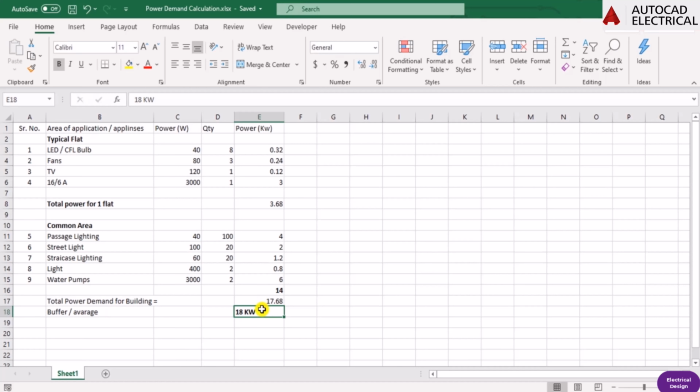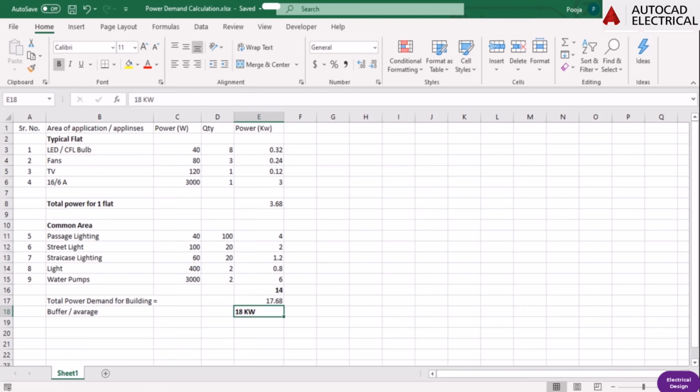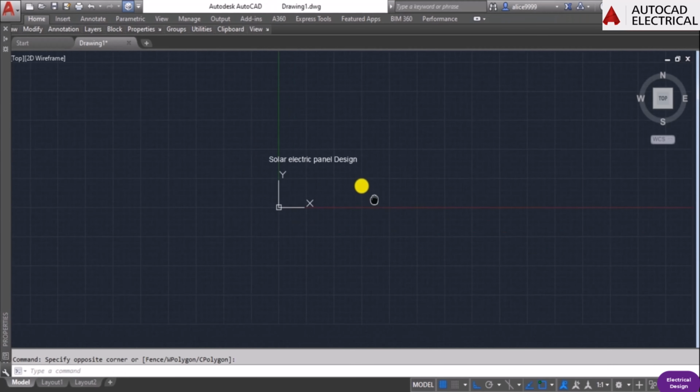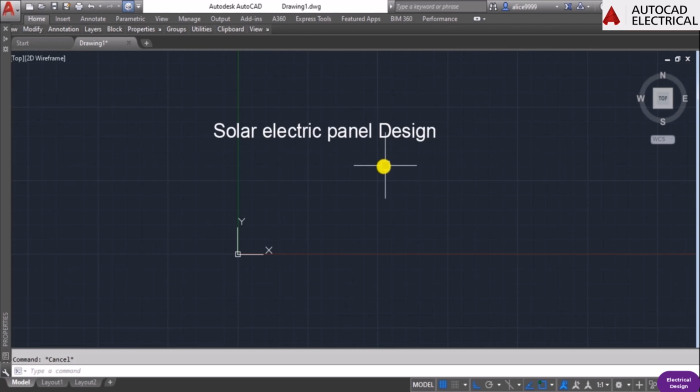So I need to generate the 18 kilowatts from the solar electric panel. By calculating this 18 kilowatts, I'll design the solar electric panel in the AutoCAD drawing accordingly. To design the solar electric panel, we require multiple components. A solar PV system includes different components that should be selected according to your system type, site location and the application. The major components for the solar PV system, or the solar electric panel, are below.